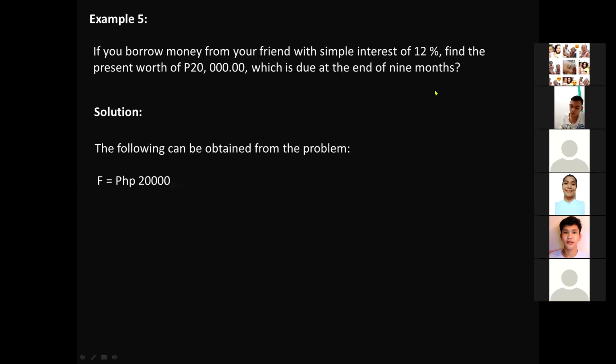Okay, the following can be obtained from the following. What is F? That is the future worth. Kasi pinapaanap ang present worth ng 20. So ibig sabihin, ito yung future, ito yung full amount. R is 12% or 0.12. Time is 9 months, so divide it by 12. So we have 0.75 year. Now what is being asked is P.